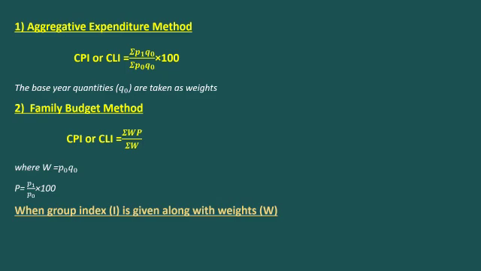When group index I is given along with the weights W, consumer price index number can be computed using the formula CPI or CLI is equal to summation WI divided by summation W. Now let us solve the problems of constructing consumer price index number.